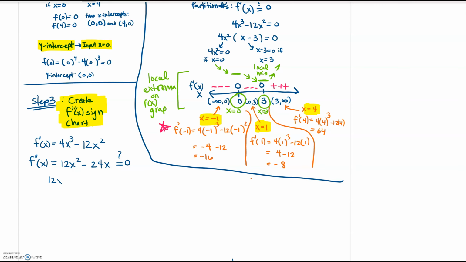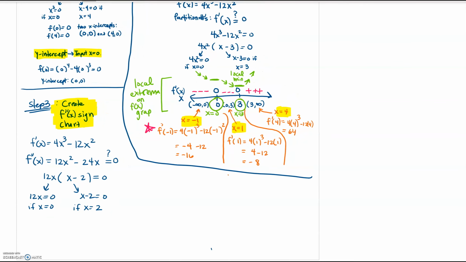I'll factor out my GCF. In this case, that's going to be a 12x, so that'll leave me with an x minus 2 binomial factor. And using my zero product principle, 12x will equal 0 if x is equal to 0, and the binomial x minus 2 will equal 0 if x is equal to positive 2. So those will be the numbers on my sign chart. I need to make sure I label this sign chart as f double prime of x. Okay, so 0 and 2 are my partition numbers, and I'll write zeros above those partition numbers.